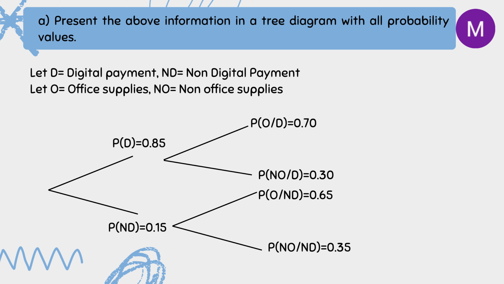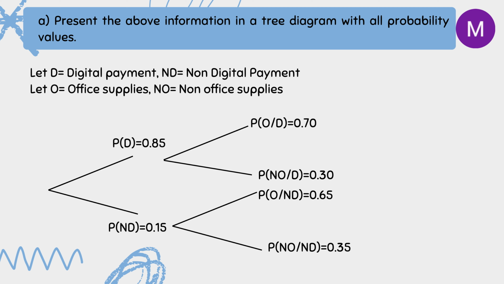A. Present the above information in a tree diagram with all probability values. So first, we let D be digital payment and ND be non-digital payment. Let O be office supplies and NO be non-office supplies. From the information given, we know that 85% use digital payment and another 15% use non-digital payment.